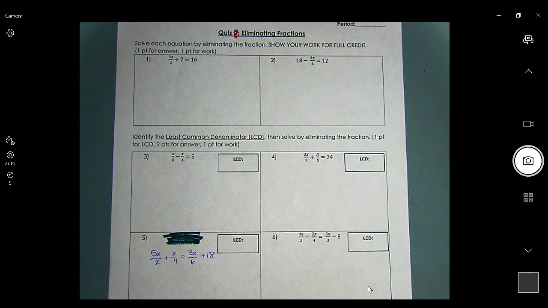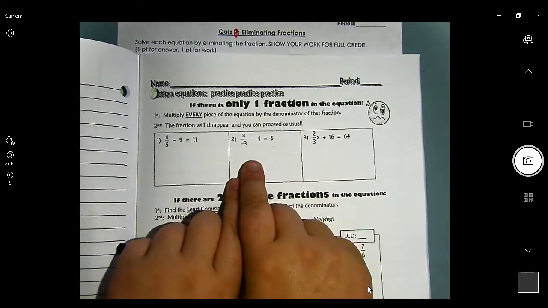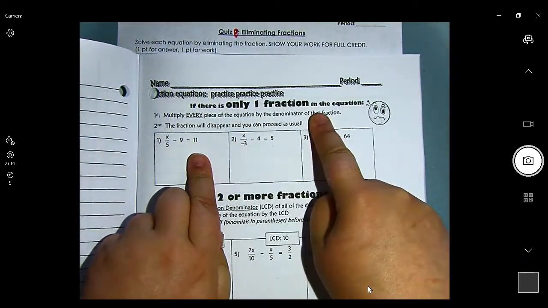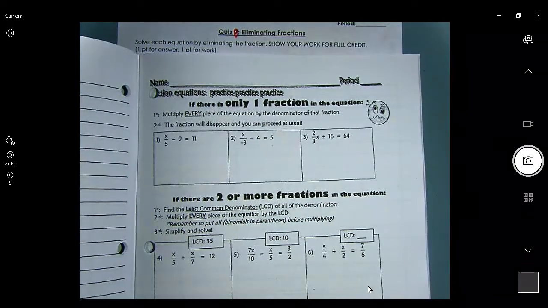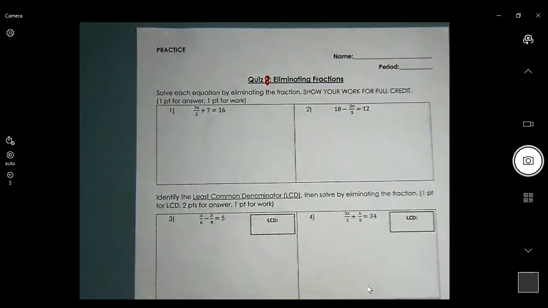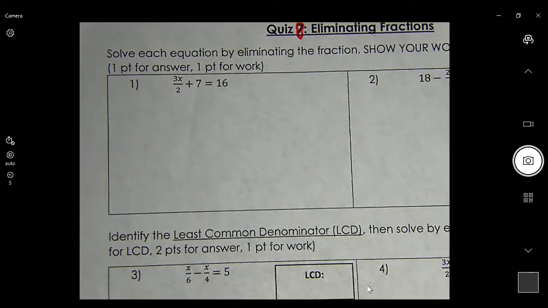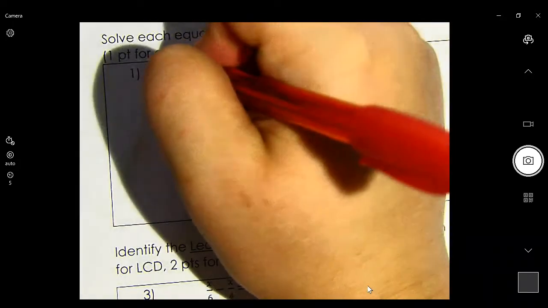All right, it's important that you know how to do this on your own because you're going to have a quiz on it tomorrow. So if you look at page 9 in your workbooks, if you have no idea what you're doing or forgotten, then page 9 is going to be your best friend. This one's not filled out, but you should have a filled out one. But page 9 says, if there is only one fraction in the equation, multiply every piece of the equation by the denominator of that fraction. Okay, so we are going to multiply everything by our denominator. And for number 1, the only fraction we have has a denominator of 2. So we're going to multiply everything by 2.